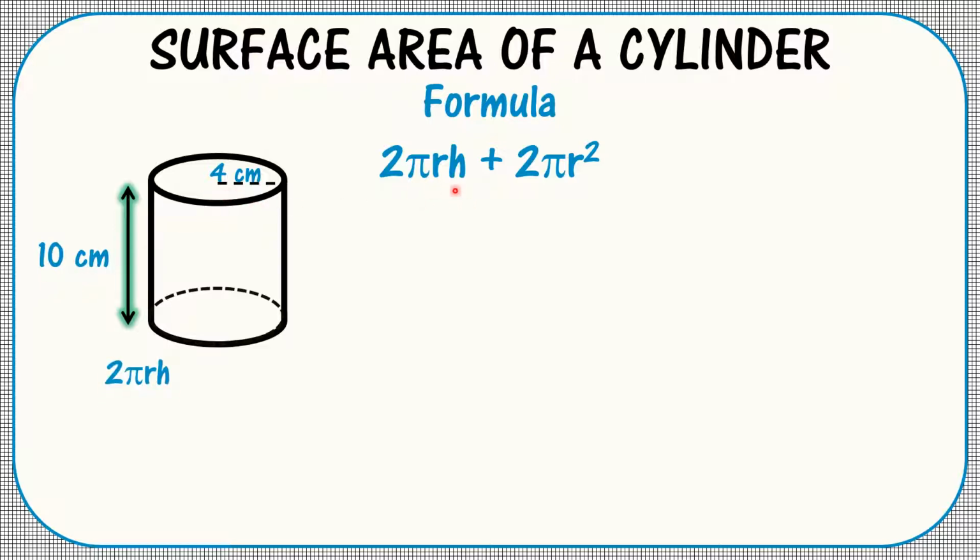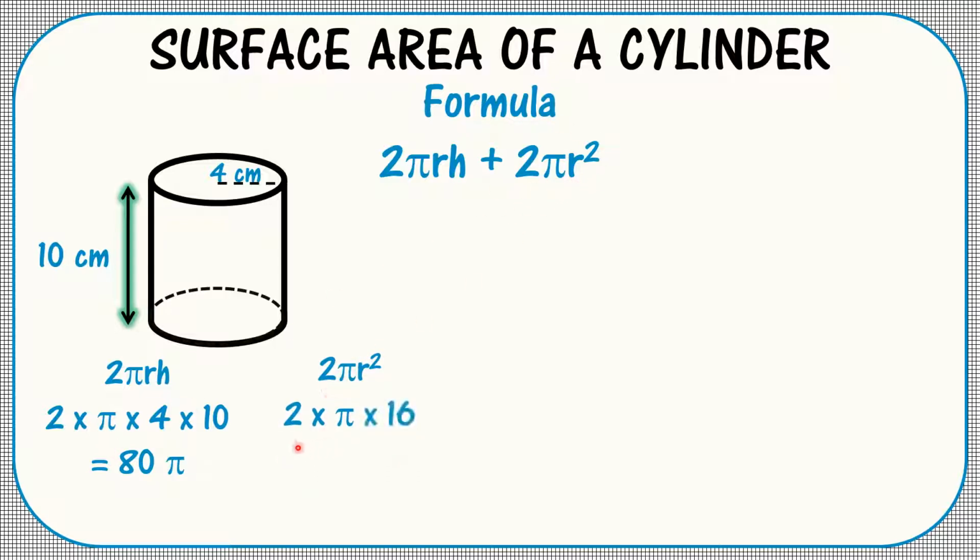The first bit of information we work out is 2 pi rh. So what you would do is 2 times pi times r, which is 4 centimeters, times by the height, which is 10 centimeters. Once you put this into your calculator, you will get 4 times 10, which equals 40, 40 times 2, which equals 80, 80 times pi equals 80 pi. What I would suggest is leave this as it is for now and don't simplify until you get to your final answer. The next bit of information that we need is 2 pi r squared.